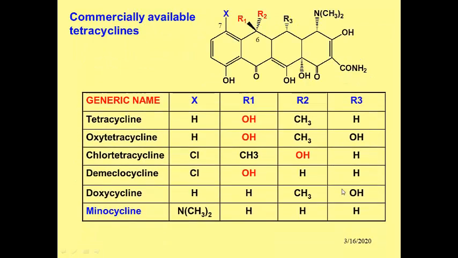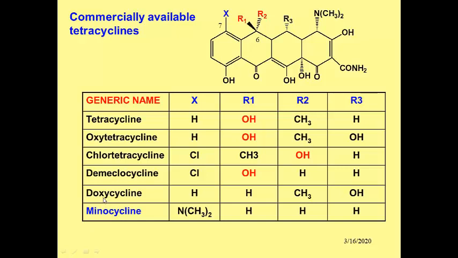Commercially available tetracyclines, representative examples: tetracycline, oxytetracycline, chlortetracycline, demeclocycline, doxycycline, and minocycline. If we look at the first 4 members, OH at R1 or R2, OH, OH, OH, OH, marked in red. All these 4 tetracyclines are orally inactive, unstable in acidic and alkaline pH. So they are mostly used as cream or ointment or as oily injection.